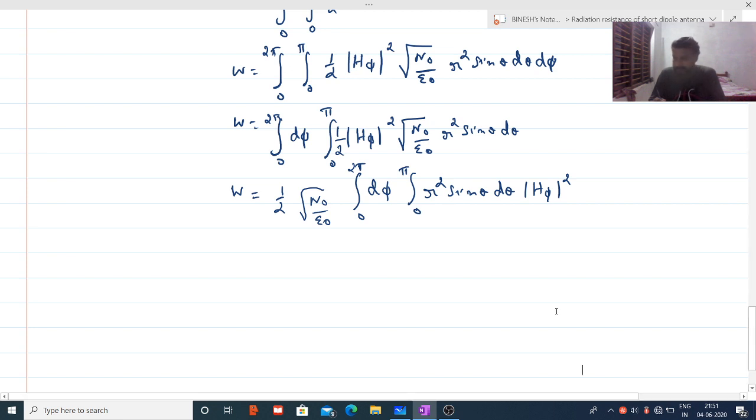Okay, so now what we require: we know the equation for H phi that we calculated from the current element in the previous case, that is H phi, E theta, E r, E phi, H theta, H r, H phi. So that equation we will take directly, that is H phi.